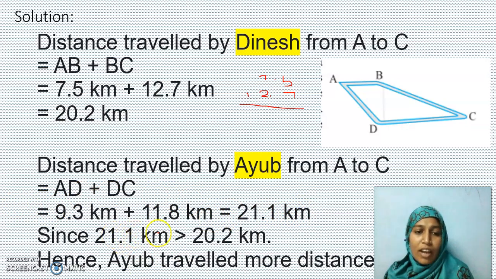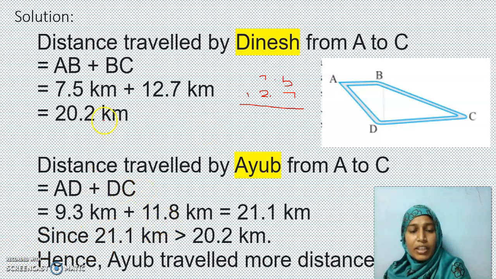So, who traveled more, Ayub or Dinesh? Dinesh traveled 20.2 kilometer, whereas Ayub traveled 21.1 kilometer. So, who traveled more? Very good. Ayub traveled more distance. Very good, my dear children. Practice as many problems as possible to get confidence in doing problems.